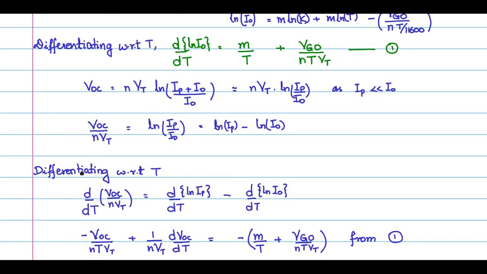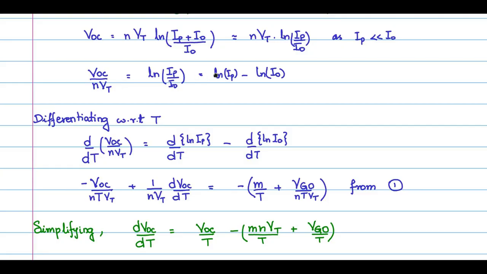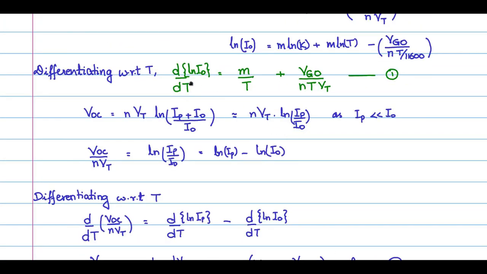Now differentiate that. Differentiating this equation with respect to temperature, you get d by dt of VOC equals nVt, d by dt of log of IP minus d by dt of log of I naught. Now d by dt of log of I naught we have already derived here, so we can directly substitute this value here. d by dt of log of IP is 0, assuming that the variation is very negligible compared to the variation in I naught.